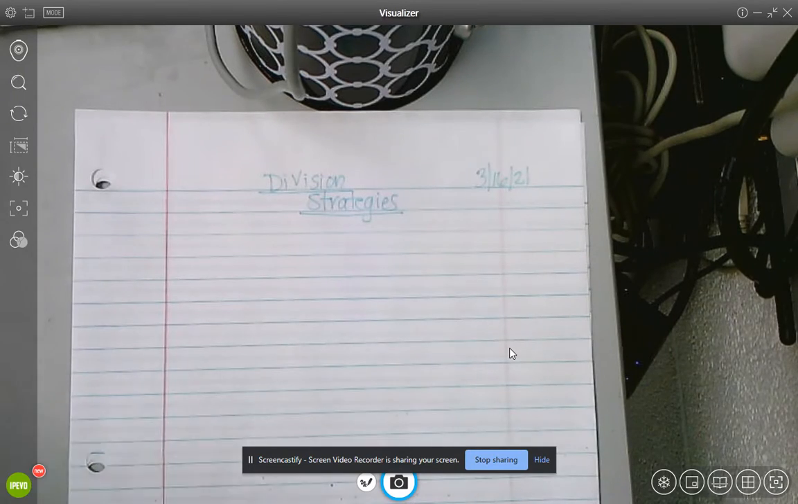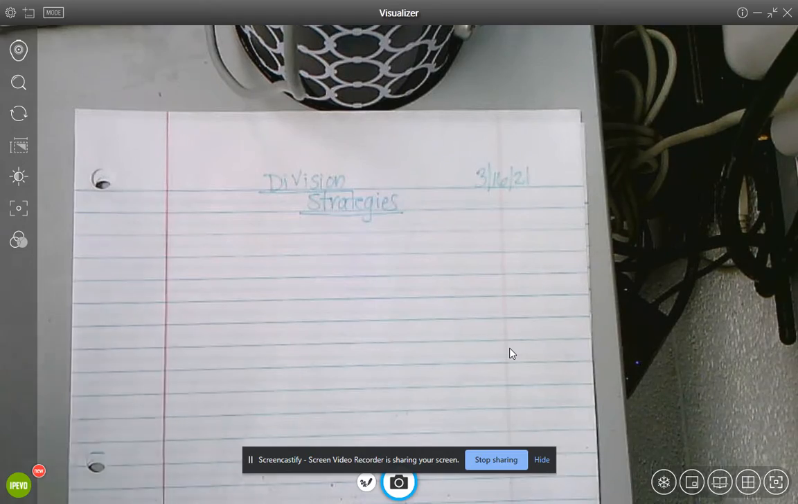Okay, good afternoon. This is going to be a recording for your math notes for Tuesday, 3/16. Please make sure you are writing all of this down. You should have your paper, you should be writing your date, you should write the title. We're going to be talking about division strategies today. We're going to be doing a couple practices.